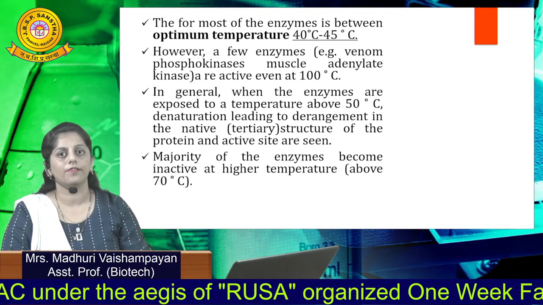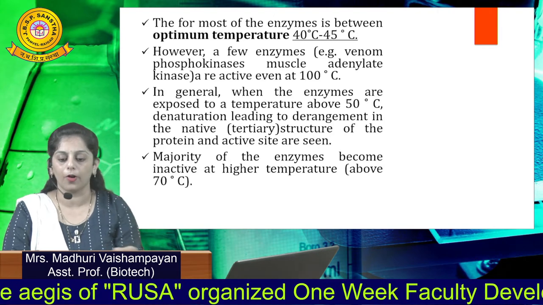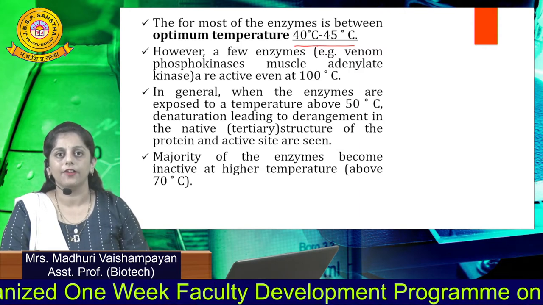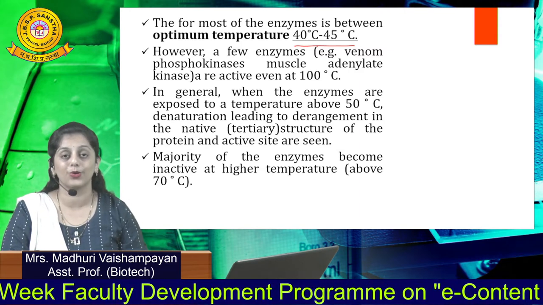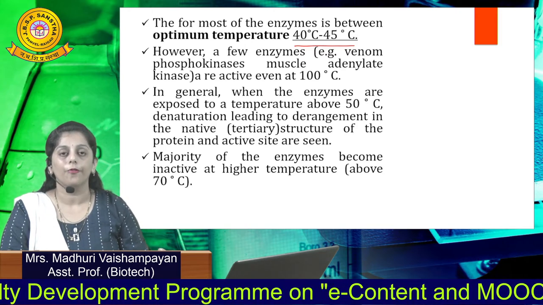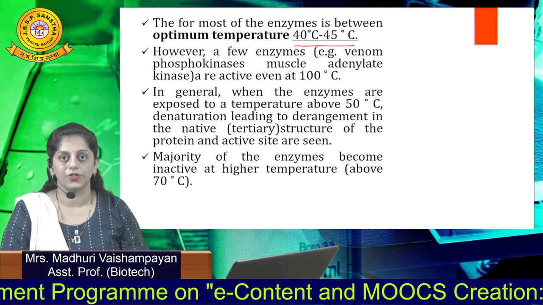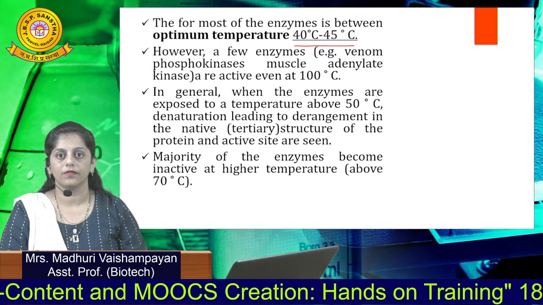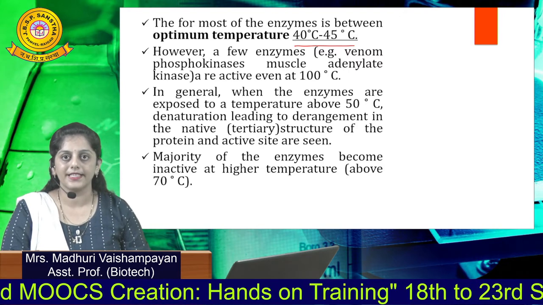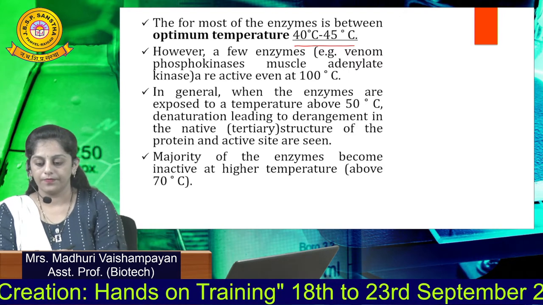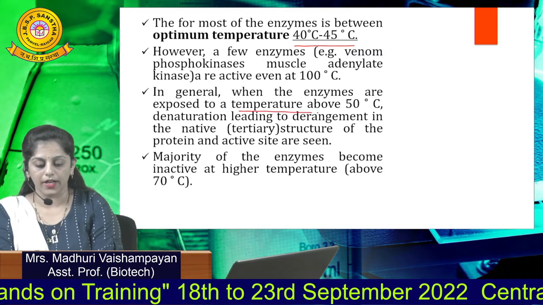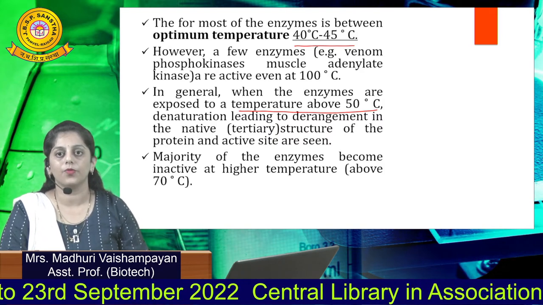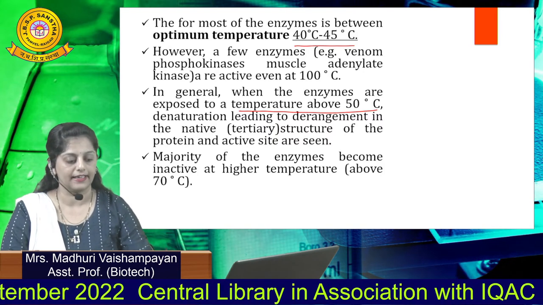For most enzymes, the optimum temperature ranges between 40 and 45 degrees. However, some enzymes are also active even at 100 degrees Celsius. Those are special enzymes which you can use for different types of molecular biology reactions. In general, when enzymes are exposed to a temperature above 50 degrees Celsius, denaturation will occur. What does denaturation mean? Your enzymes will no longer remain active.